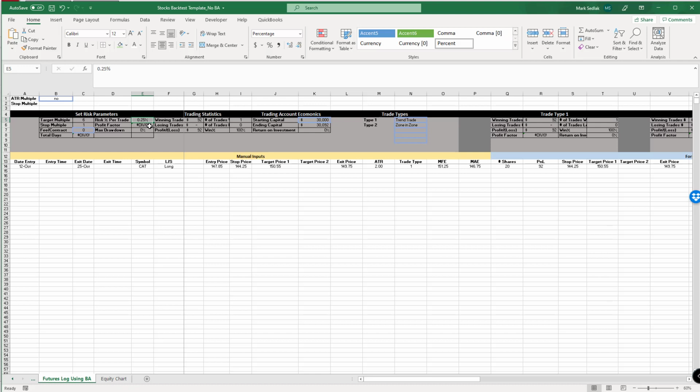The profit factor, what that tells us, it's going to sum up all of the profit from all the winning trades, and then it's going to divide that by the total sum of all your losing trades. And so that's going to give us a number, say it's 2.5. Well, 2.5 means that on average, your winners are 2.5 times larger than your losers.